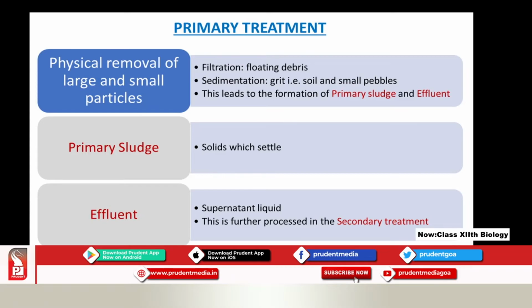And also in the medical entrance and GSET, they have asked questions based on this primary treatment part. Okay. Now, what is primary treatment? It is the physical removal of large and small particles. Now, physical removal of large and small particles takes place in 2 steps. One is filtration and the other one is sedimentation.